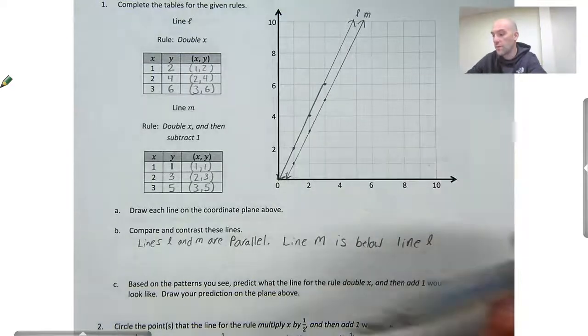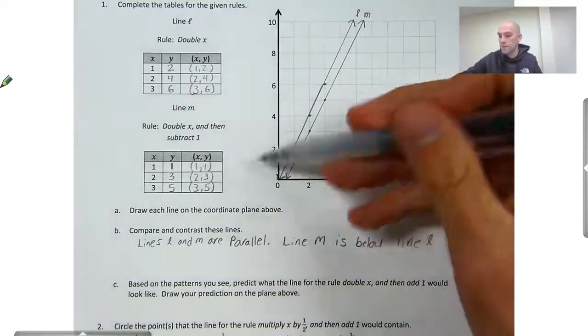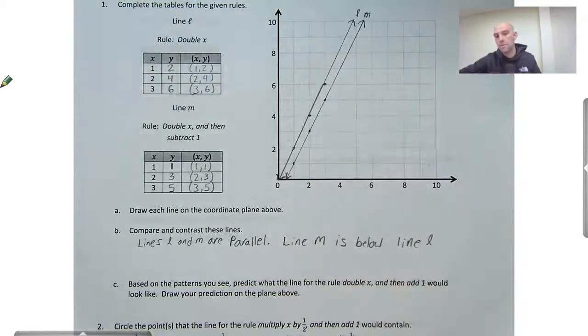So if we subtract 1 from our y value, our line is going to get lower because our y value is this vertical axis here. And when we move to a lower number on the vertical axis, that line's going to move down.